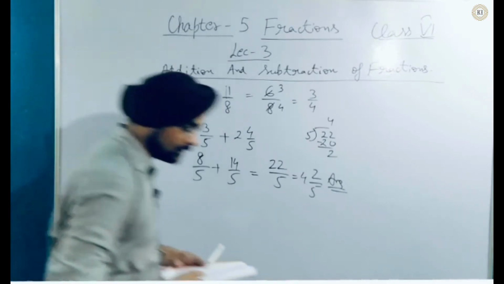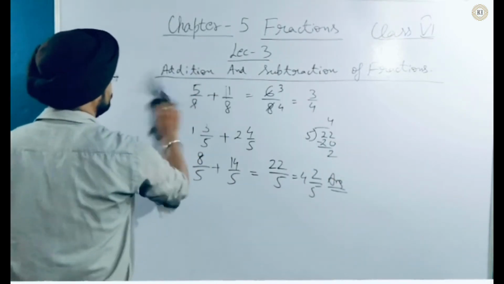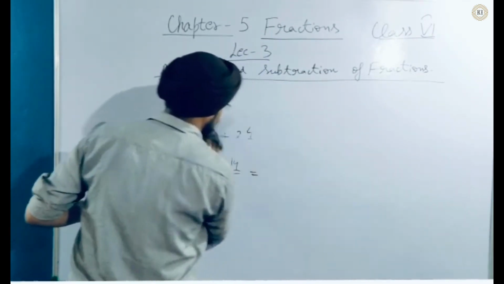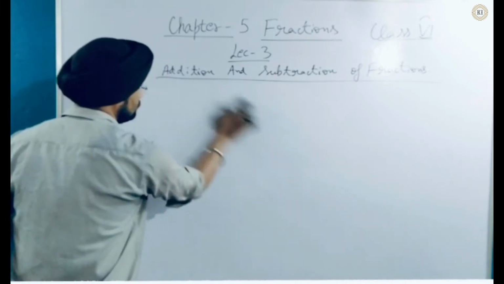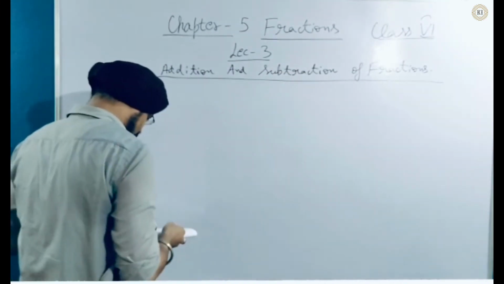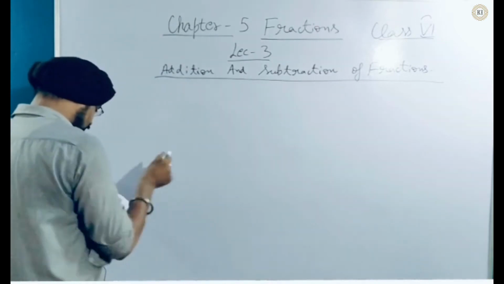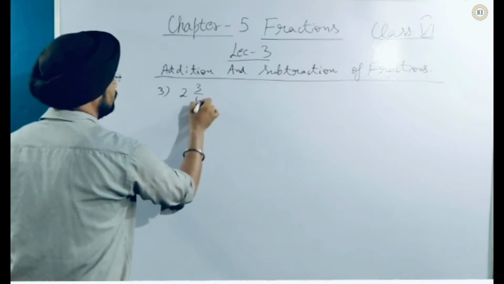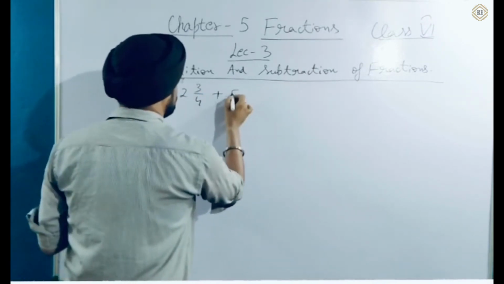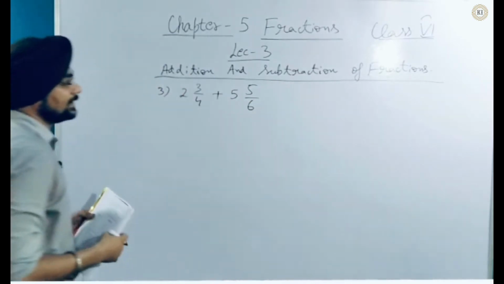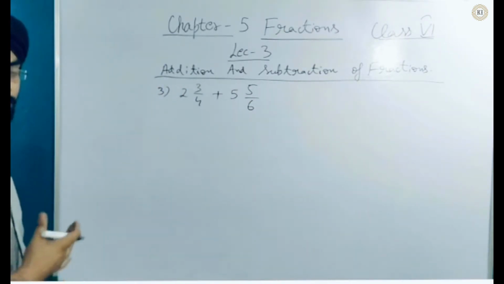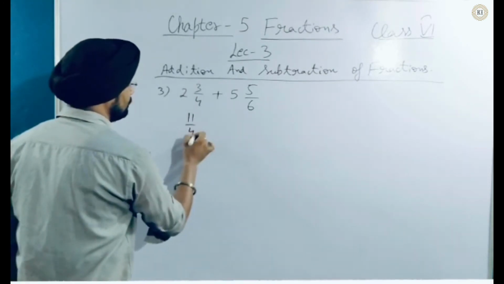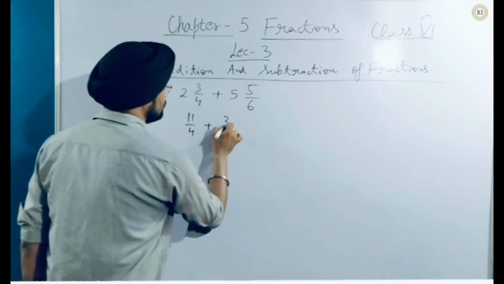Now see the third question. If you get the third question as 2 whole 3 by 4 plus 5 whole 5 by 6, you can see that both are mixed fractions. So again we are going to convert them into improper fractions. 4 twos are 8, 8 plus 3 is 11. 6 fives are 30, 30 plus 5 is 35 by 6.